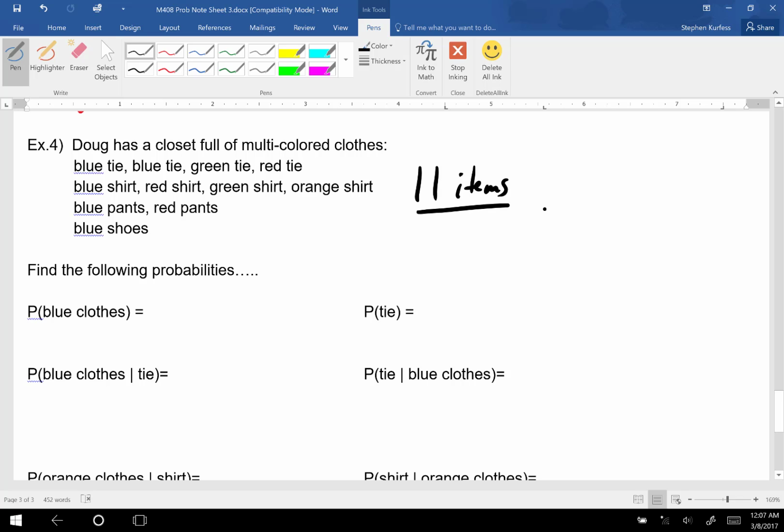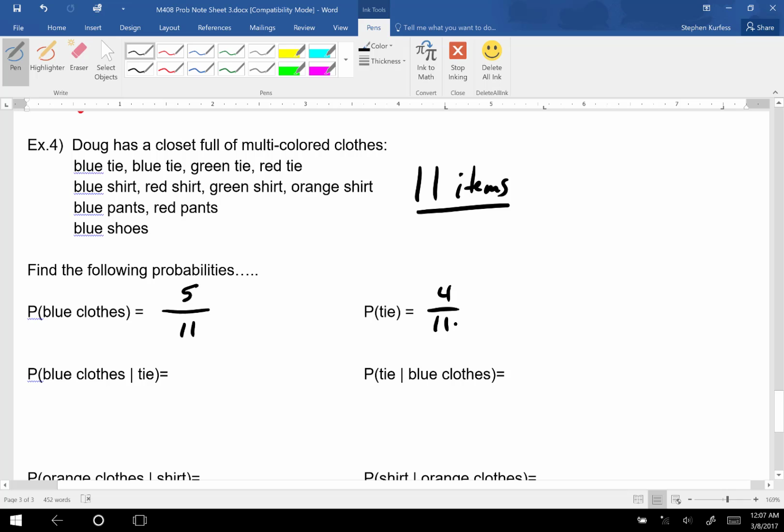Well, how many blue clothes are there? If I count the number of blue ties, blue shirts, blue pants and blue shoes, I've got 1, 2 for blue ties, 3 for blue shirts, 4 for blue pants, and 5 for blue shoes. So there's 5 blue clothes out of a total of 11. That's pretty easy. What's the probability of picking a tie? 1, 2, 3, 4. There's 4 out of 11.